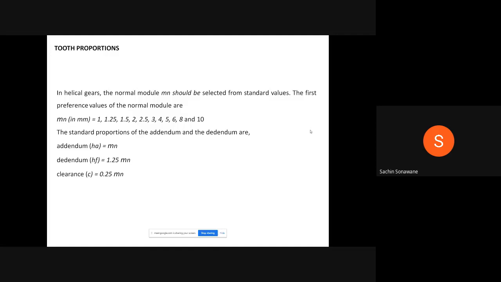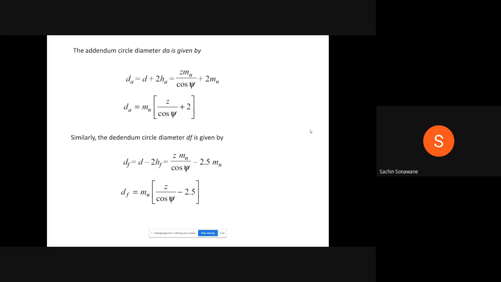Therefore, I think you have written addendum HA is equal to Mn, dedendum HF is equal to 1.25 Mn, clearance C is equal to 0.25 Mn. Therefore, addendum circle diameter dA is given by dA is equal to d plus 2HA, which is equal to ZMn divided by cos psi plus 2Mn. Now we will take Mn common. Therefore, addendum circle diameter dA is equal to Mn into bracket Z upon cos psi plus 2.